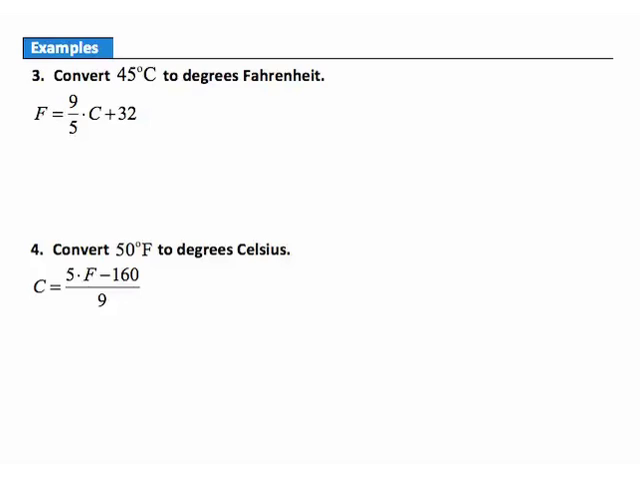Now let's take a look at some examples that will help you understand how to convert between Celsius and Fahrenheit. Example 3. Convert 45 degrees Celsius to degrees Fahrenheit. Well, here is our formula that is going to take us from degrees Celsius and give us an answer in Fahrenheit. So let's write this out, and I'm going to plug this 45 degrees in for the degrees Celsius. That's going in there for the C. So F is going to equal 9/5 times 45, the degrees in Celsius, and then plus 32.